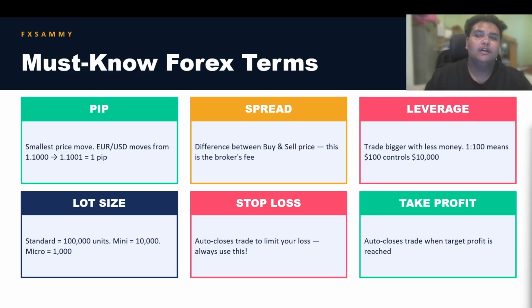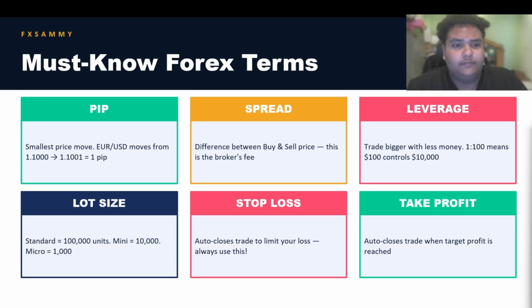That's leverage. Now lot size. Standard is 100,000 units, mini is 10,000, and micro is 1,000. Micro is 0.01, denoted as a micro lot. 0.1 is denoted as a mini lot, and 1 lot is a standard lot, which most big traders trade with.